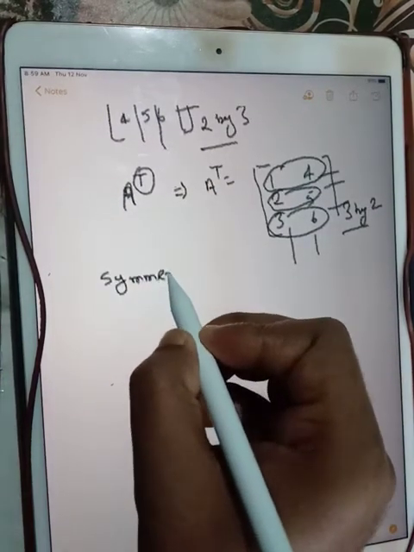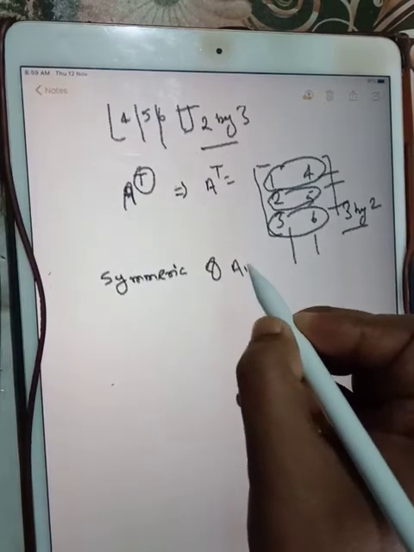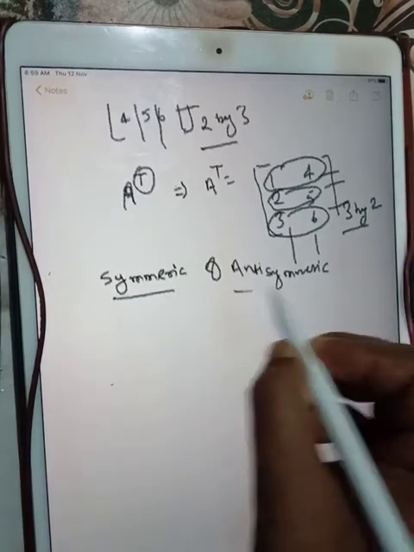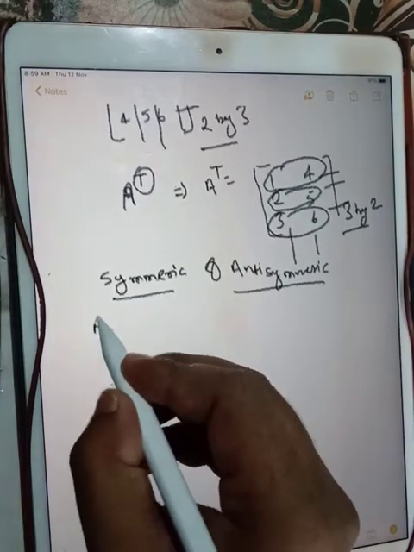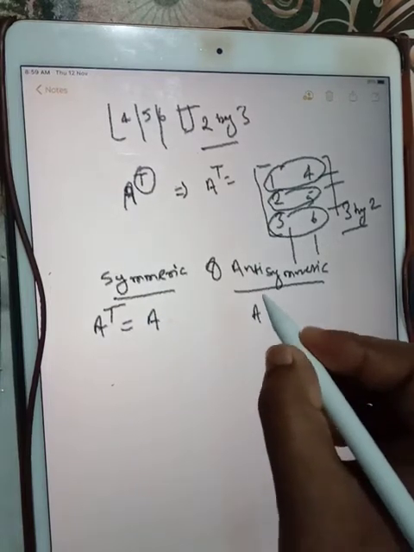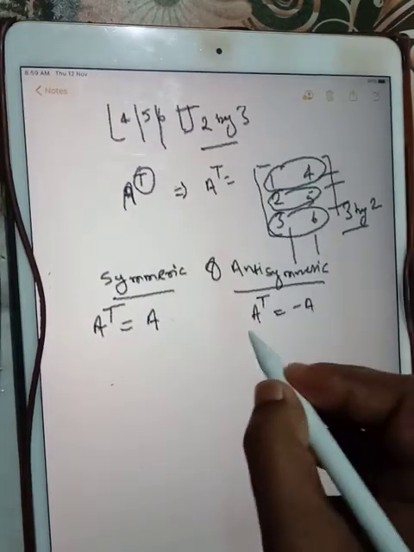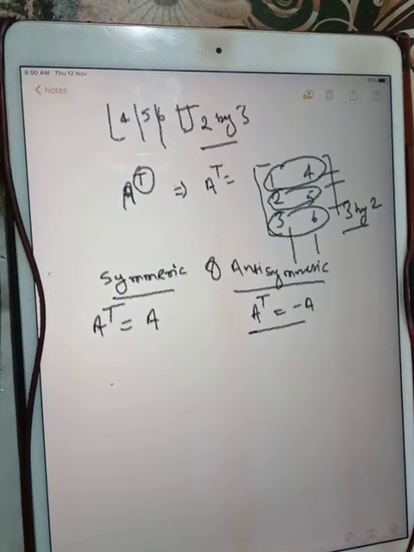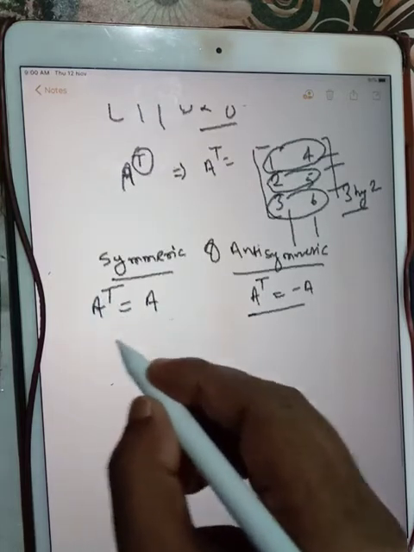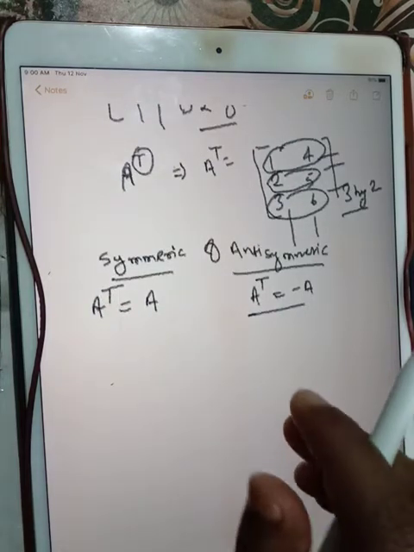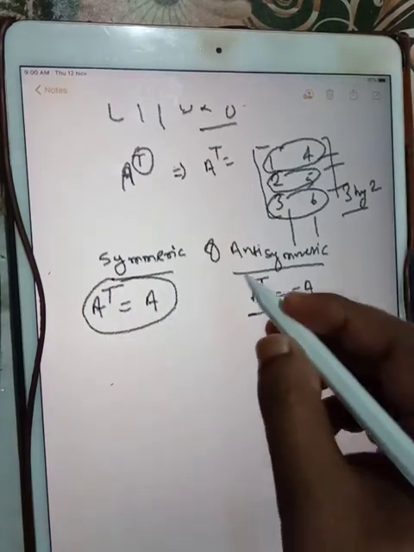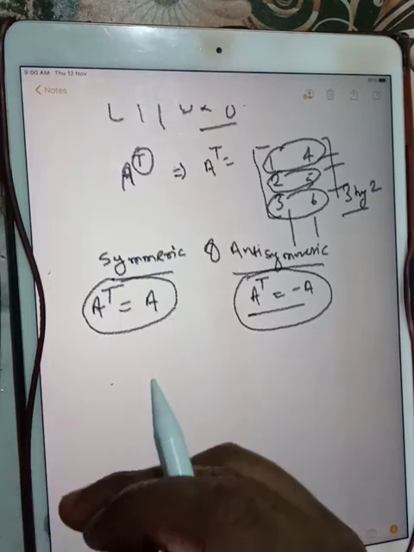Symmetric and anti-symmetric matrix. What is this symmetric and anti-symmetric? In symmetric, if we take the transpose of that matrix, that will be equal to A, and in anti-symmetric that will be equal to minus A. Okay, so what we have seen here: in symmetric, A transpose equals A, and in anti-symmetric, A transpose equals minus A.